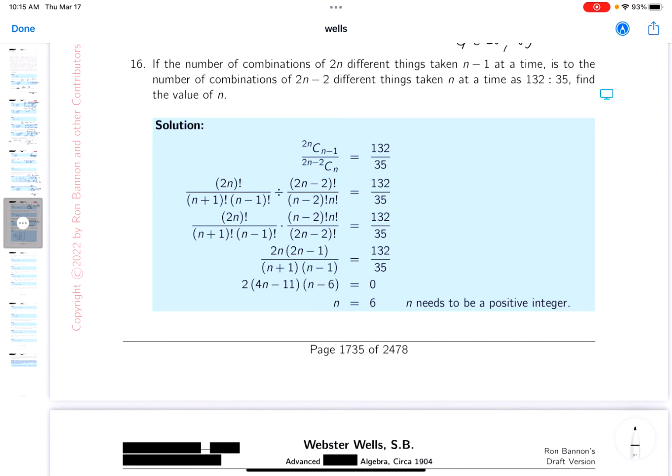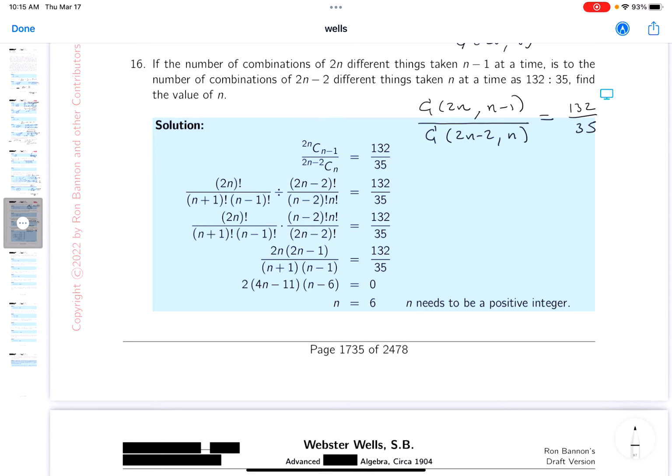Okay, it says if the number of combinations of 2n, let me write this over here, C(2n, n-1), taken n minus 1 at a time, is to the number of combinations, let's be careful with this, 2n minus 2, taken n at a time, is the ratio 132 over 35.